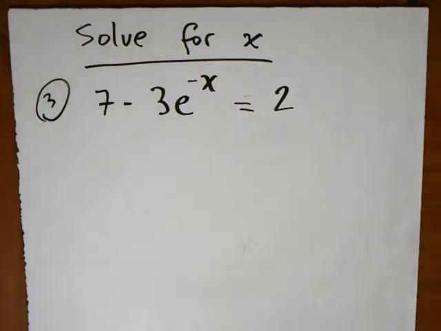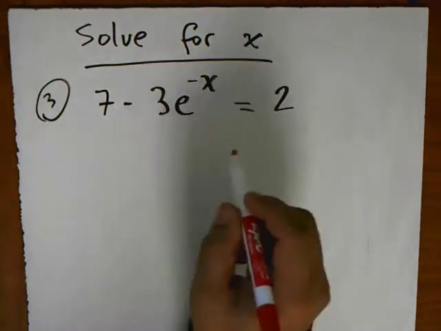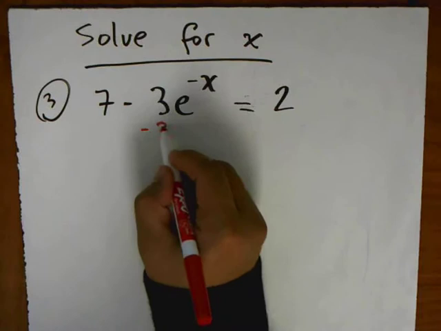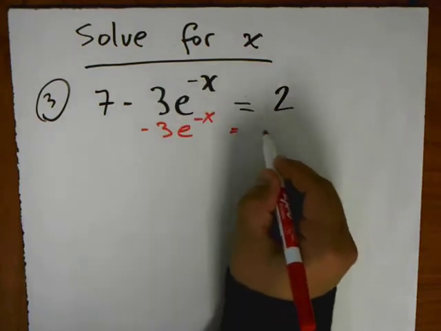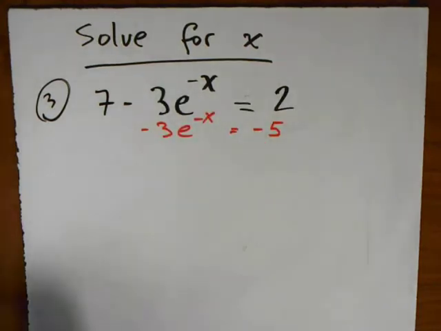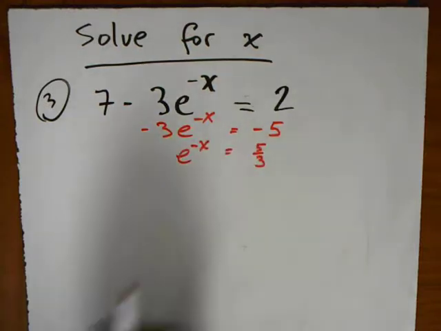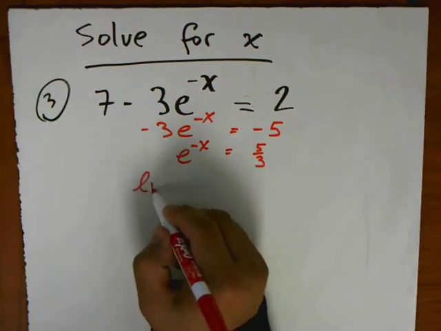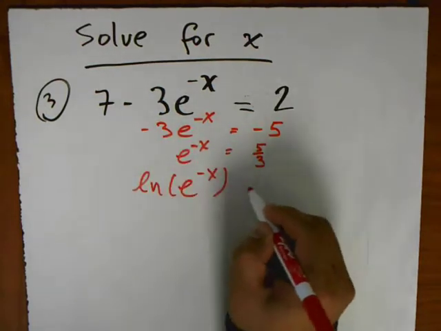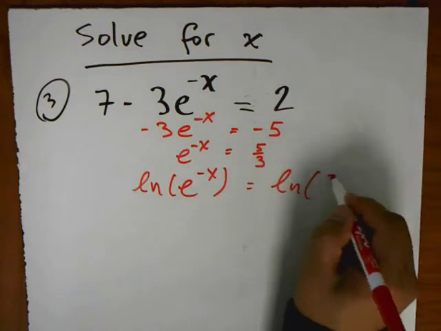In this example we're asked again to solve for x, but this time it's not a logarithm, it starts with an exponential form. Traditionally we've done this using graphing, but we want to do this using algebraic methods so that if we needed an exact answer we could. First, I'm going to subtract 7 from both sides, so negative 3 e to the negative x is equal to negative 5. Divide both sides by negative 3, so e to the negative x equals 5/3. Take the natural log of both sides. Natural log of e to the negative x equals natural log of 5/3.